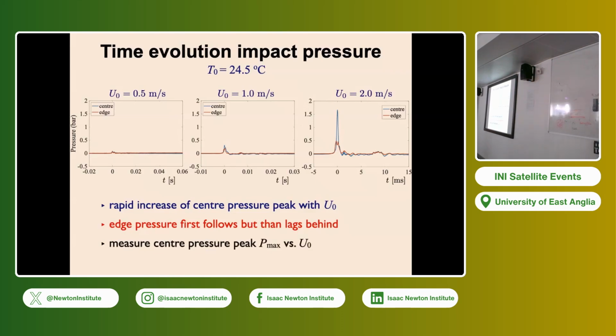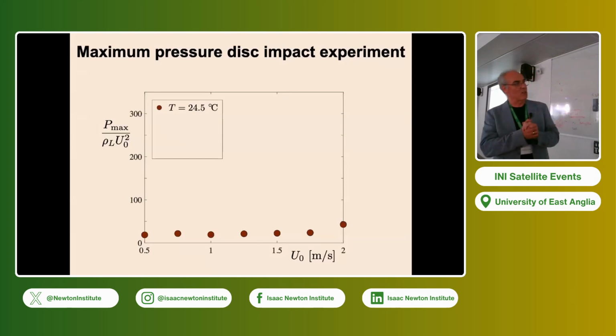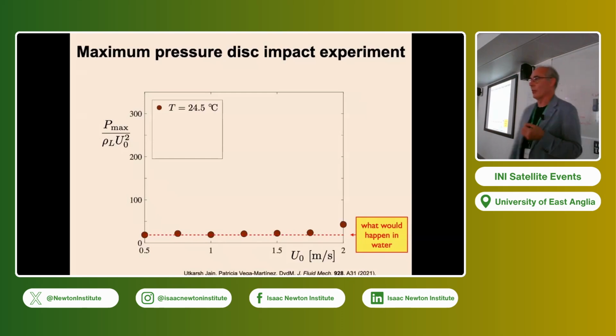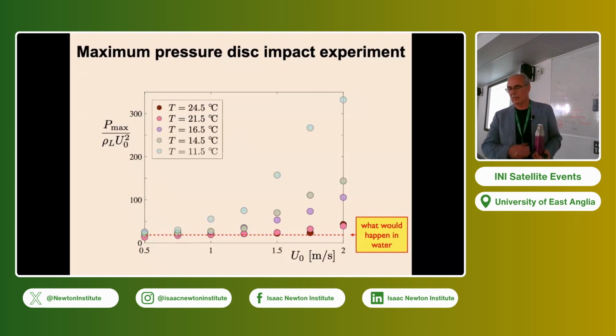And if we now measure the center pressure peak as a function of U naught, this is what we see. Here we have rescaled with rho_L U naught squared, so the inertial pressure scale. Then we see that if we have a temperature of 24 degrees Celsius in our system, we are nicely on a horizontal line, which is what we would expect and also what we would measure if we were to do the same experiment in water. And then if we decrease the temperature, something special happens, because the pressure becomes larger and larger, and at 11.5 degrees Celsius, we measure pressures that are many times larger than the ones that you would expect based on what happens in ambient conditions, just with water and air.